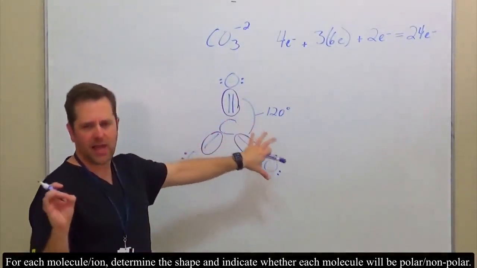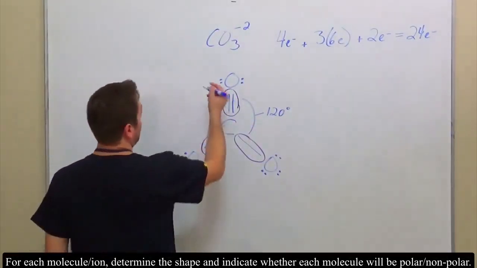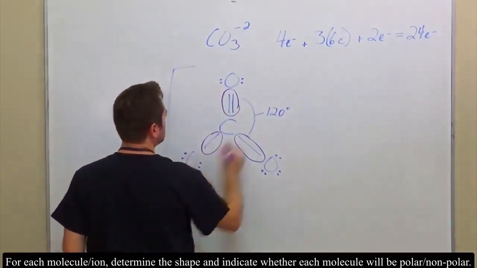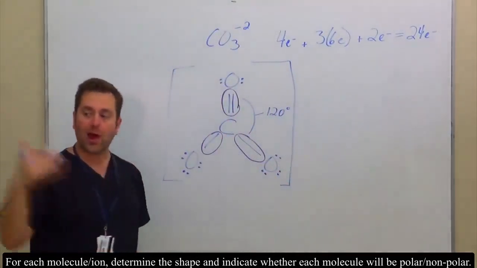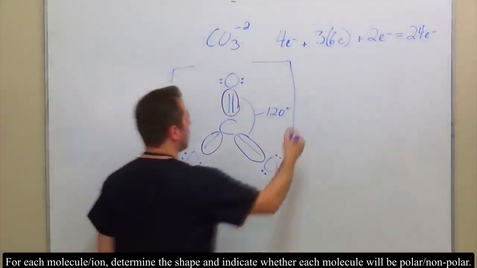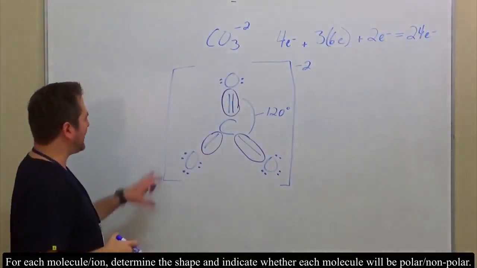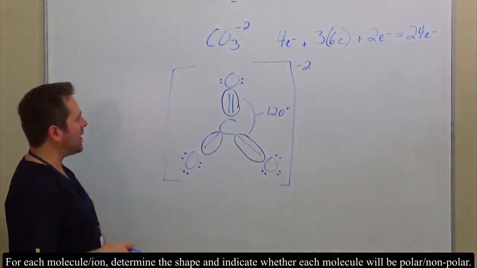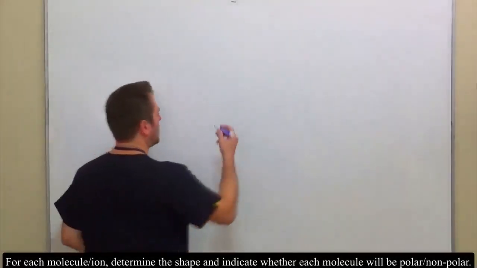but before all is said and done, remember the one last step that we have to take when we're drawing Lewis structures of ions. And that is, we have to set it off in brackets, and we have to indicate the ionic charge to the right, the upper right-hand corner, outside of the bracket. So there it is. That's complete. Again, this carbonate ion is nonpolar. Okay, ammonia, NH3.